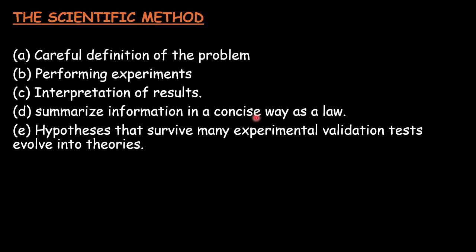That's where the last step comes in. The hypotheses that survive the many experimental validation tests evolve into theories. So the suggested solutions that you came up with at first, which we're calling hypotheses, if they survive at the end, you find that they are working in accordance with the law. These hypotheses will survive into what we're calling a theory.